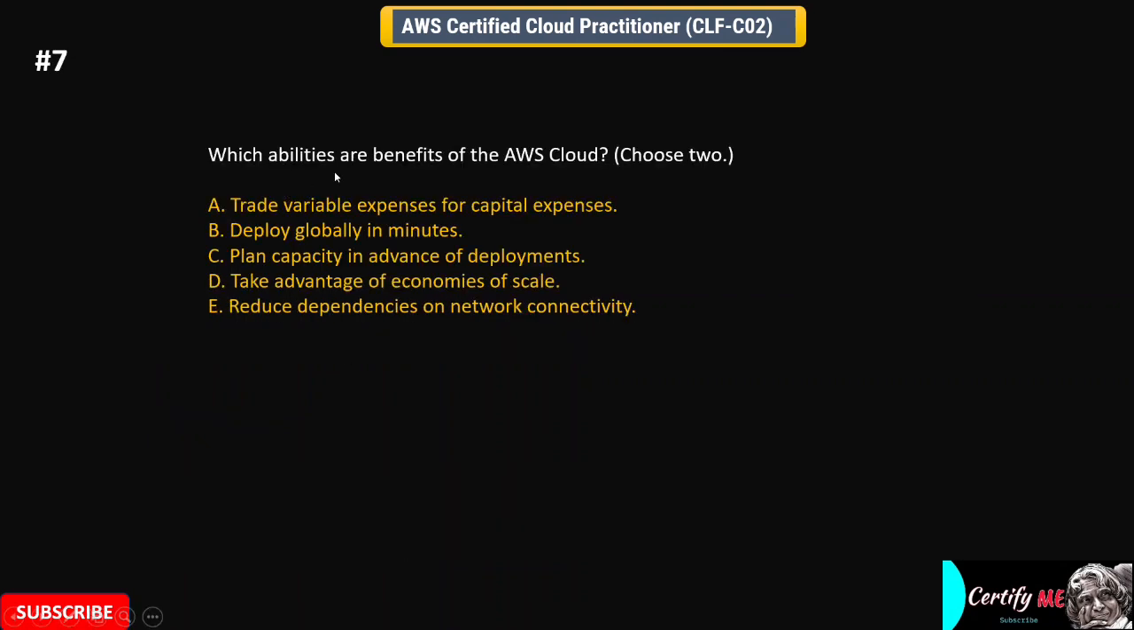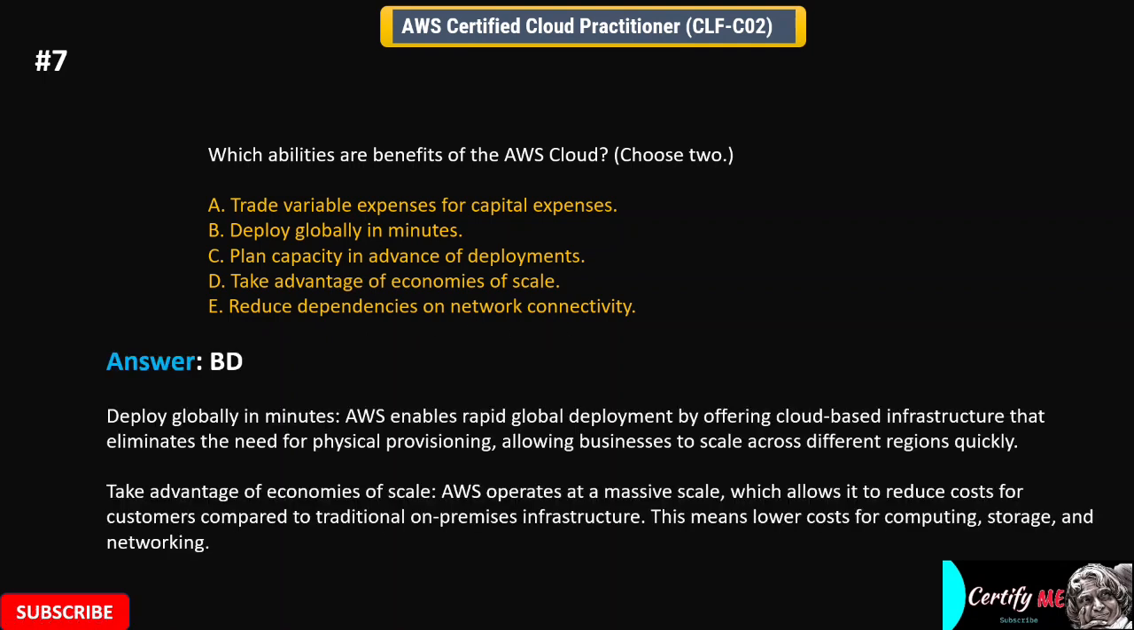Which are abilities or benefits of the AWS cloud? Choose two options. The options are: option A, trade variable expenses for capital expenses. Option B, deploy globally in minutes. Option C, plan capacity in advance of deployments. Option D, take advantage of economies of scale. Option E, reduce dependencies on network connectivity. The right options are option B and option D.